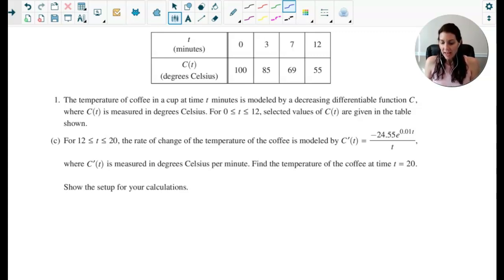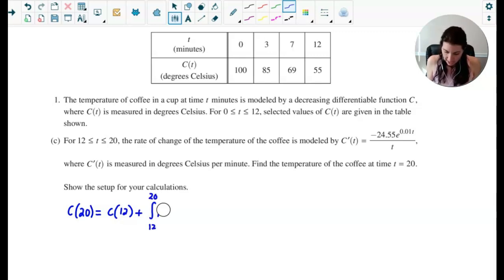It asks us to find the temperature of the coffee at t equals 20 and show the setup for your calculations. So we need to find c of 20, and I'm going to use the net change theorem. I'm going to start with c of 12, or the starting value, and then add on the change in temperature from 12 to 20. To do that, you would add on the integral from 12 to 20 of c prime of t dt.